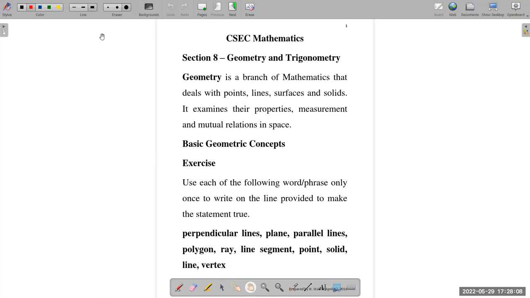We already know what perpendicular lines are. Perpendicular lines are lines that meet at 90 degrees. We know what parallel lines are. Parallel lines are lines that go in the same direction. We know what a polygon is. We should remember the types of polygons.